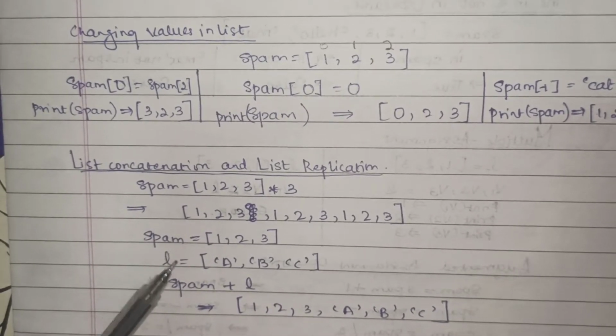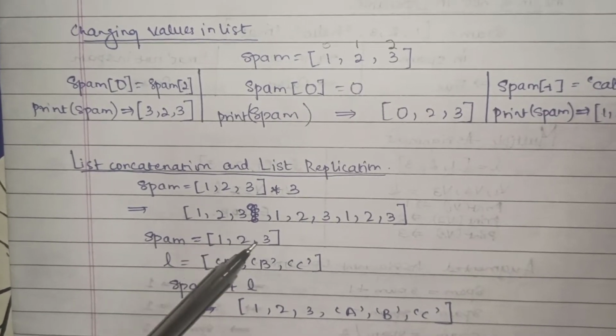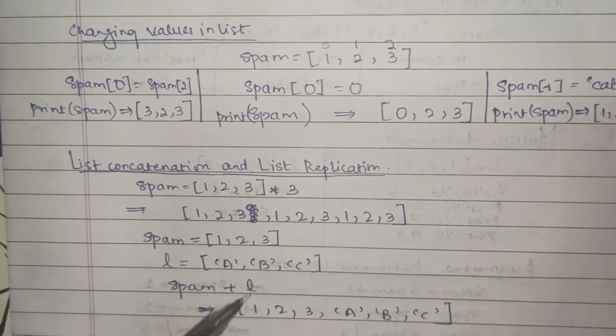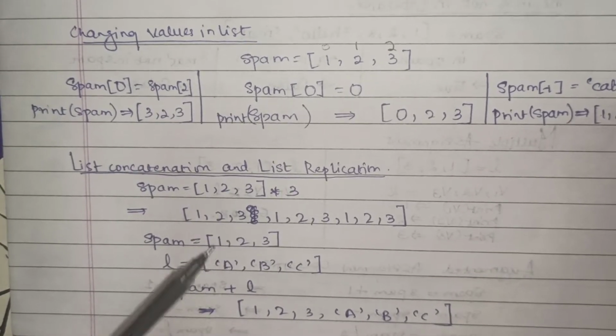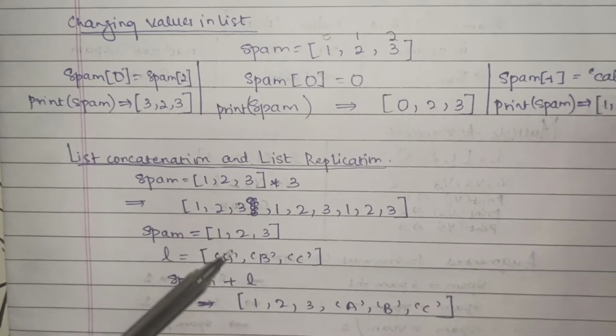Now coming to the concatenation. Suppose you have two lists, spam equals 1, 2, 3 and L equals A, B, C. When you add these two lists, all of this is combined into a single list. So when you print, you'll get the whole list which combines spam and L.